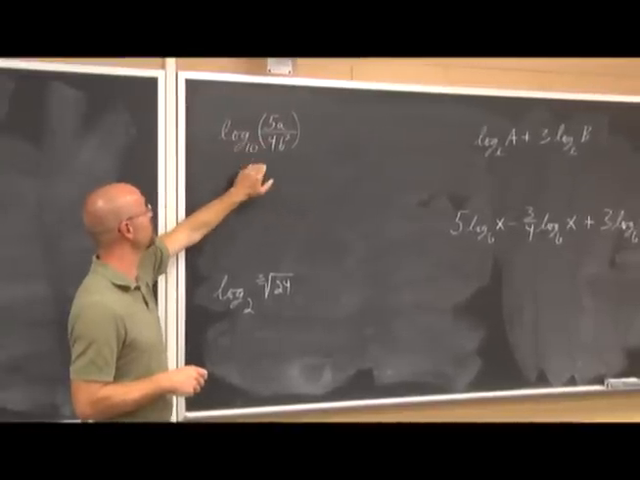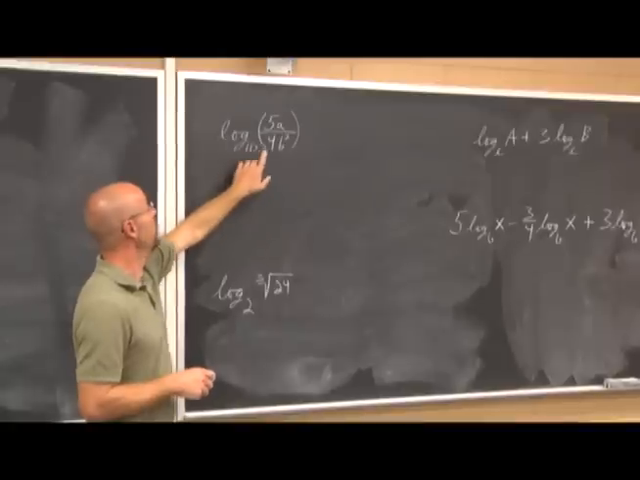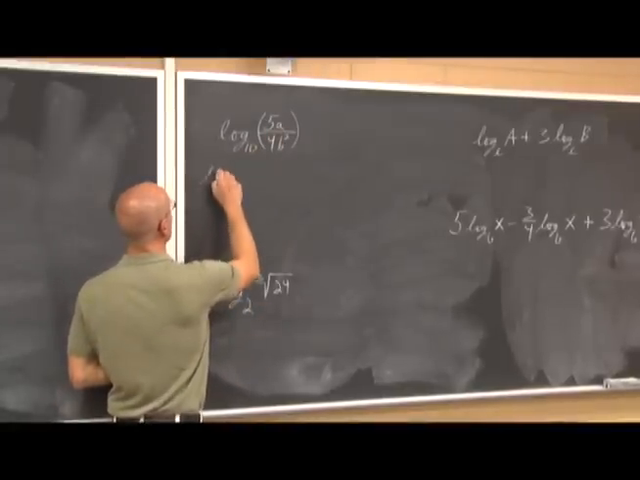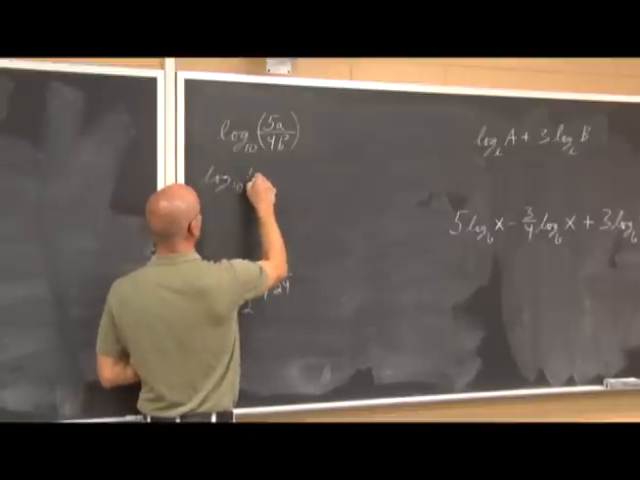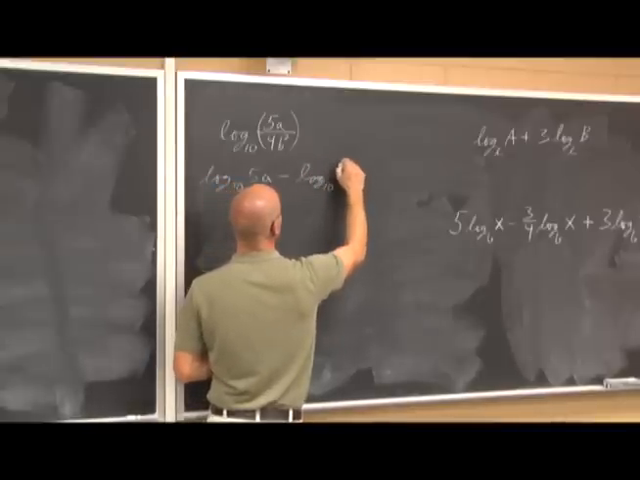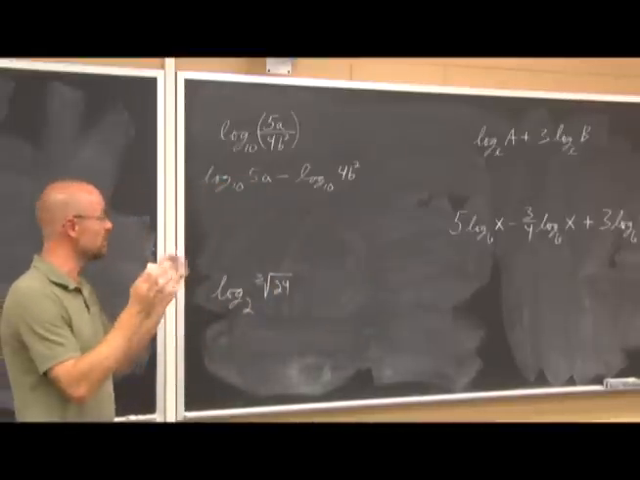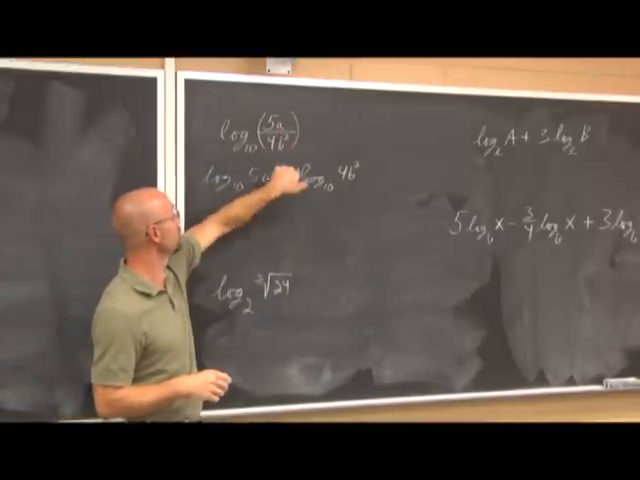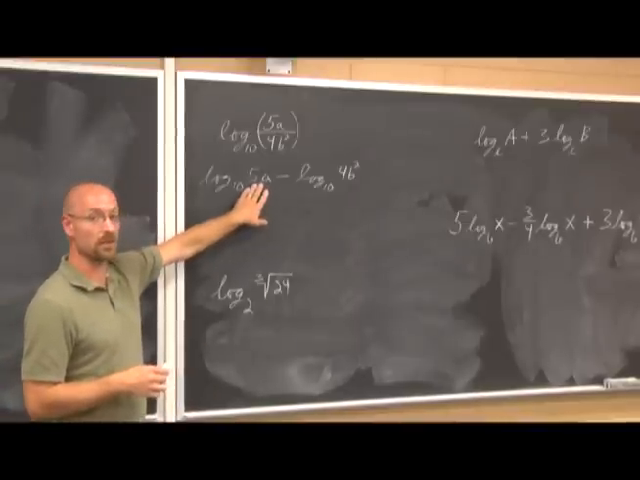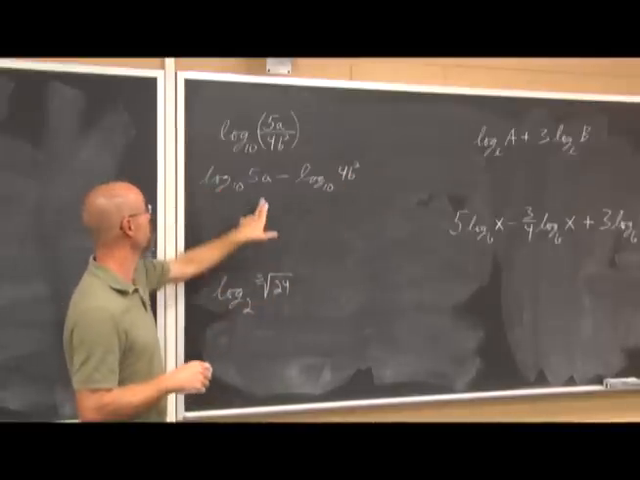Here we have log base 10 of the quantity 5a divided by 4b squared. Now, I see I have division, so let's deal with that. I'm going to rewrite this as log base 10 of 5a minus log base 10 of 4b squared. So now I don't have division. I eliminated that. I have the difference of logs using our difference of log rule. But I still have a product here, don't I? I have 5 times a, I have 4 times b squared. Well, let's split that up even further.